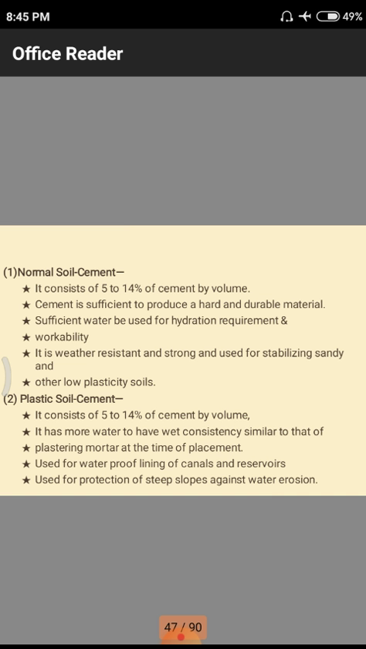Used for protection of steep slopes against water erosion. That means whenever the water is moving from one point to another point, automatically the water particles will carry the soil particles along with them. That phenomenon we call erosion. In canals and reservoirs, this erosion phenomenon is very high, especially in rainy seasons. To arrest this erosion, what we have to do is give a lining to these canals to control the erosion due to water.